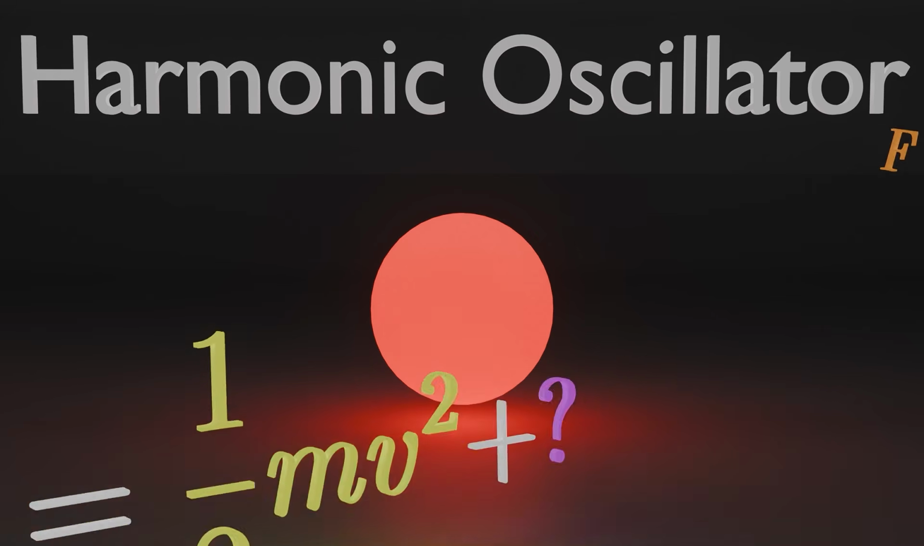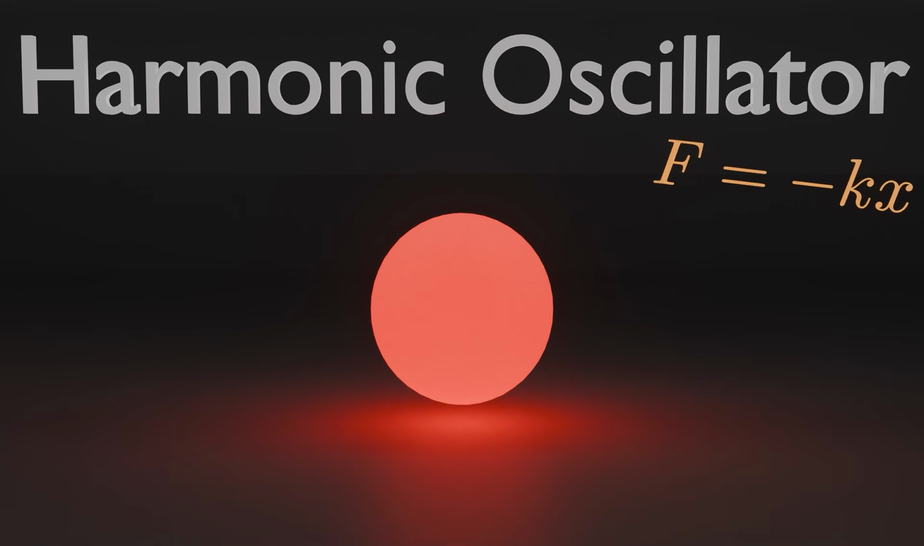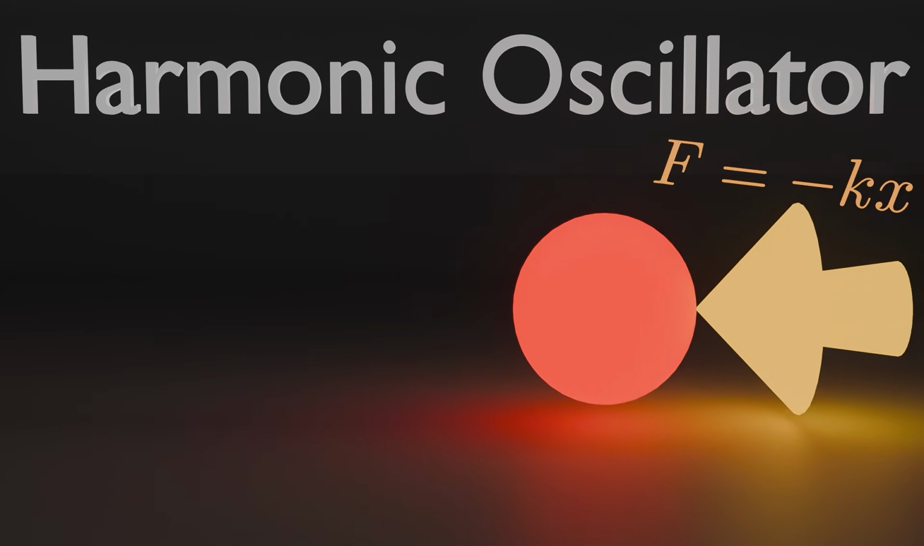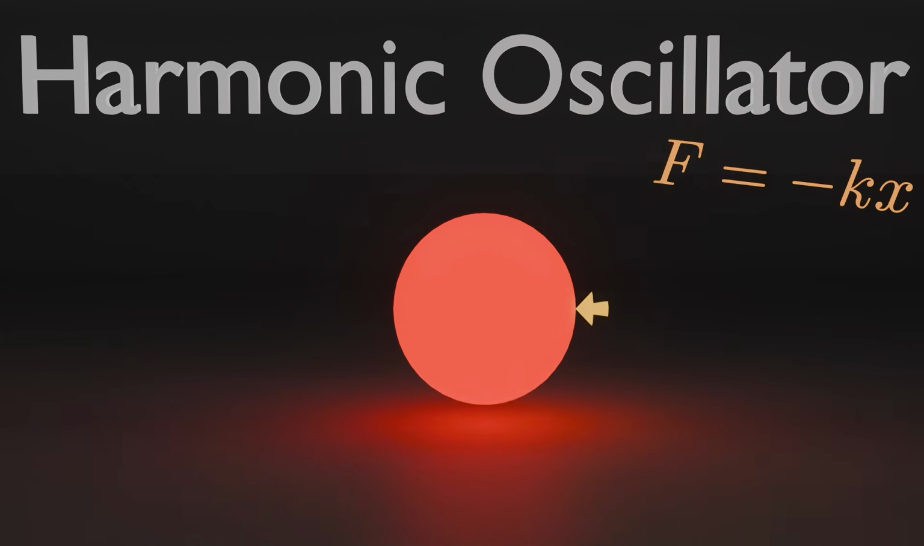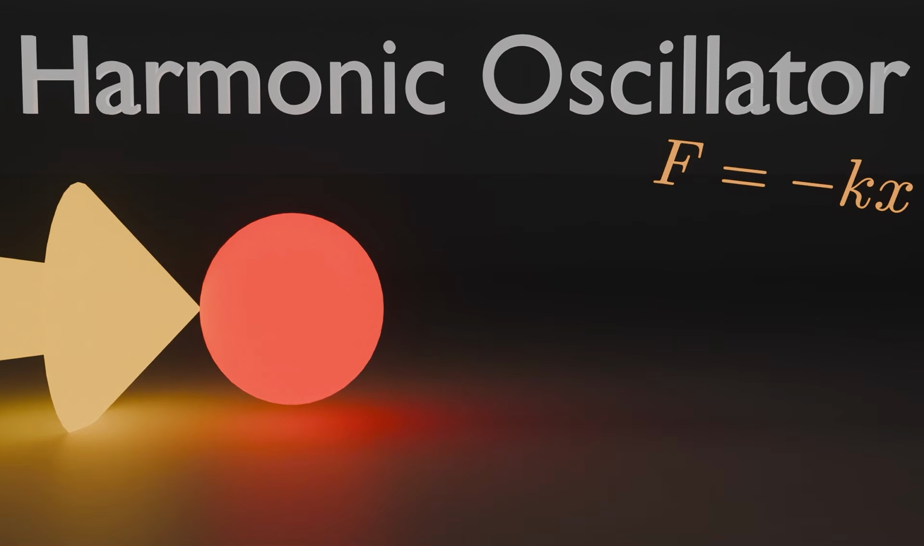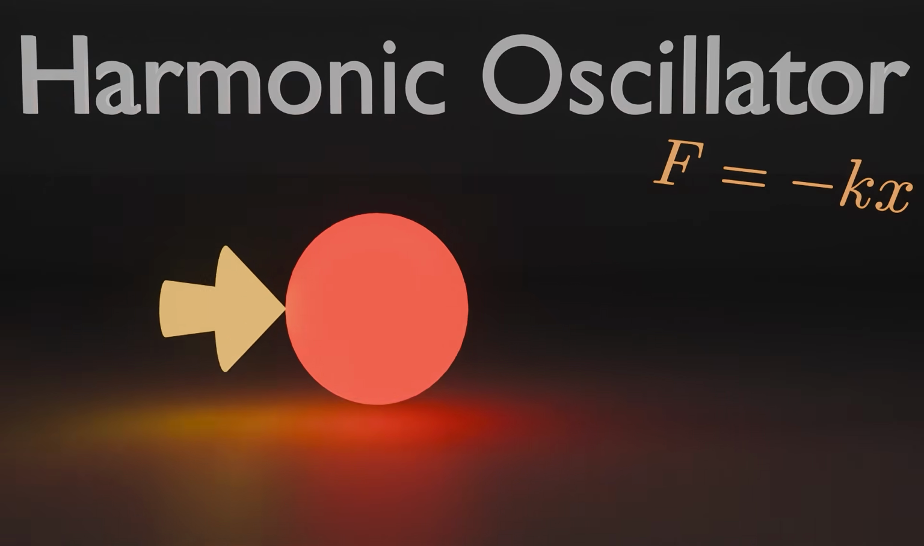Well, in the harmonic oscillator, we'd have the force acting on it be equal to minus kx. So basically, whenever it moves away from the middle, a force directly proportional to how far it went will act on it. So move right, it gets pushed left. Move left, it gets pushed right. It's called an oscillator because if we let those forces act on our object, it will oscillate.